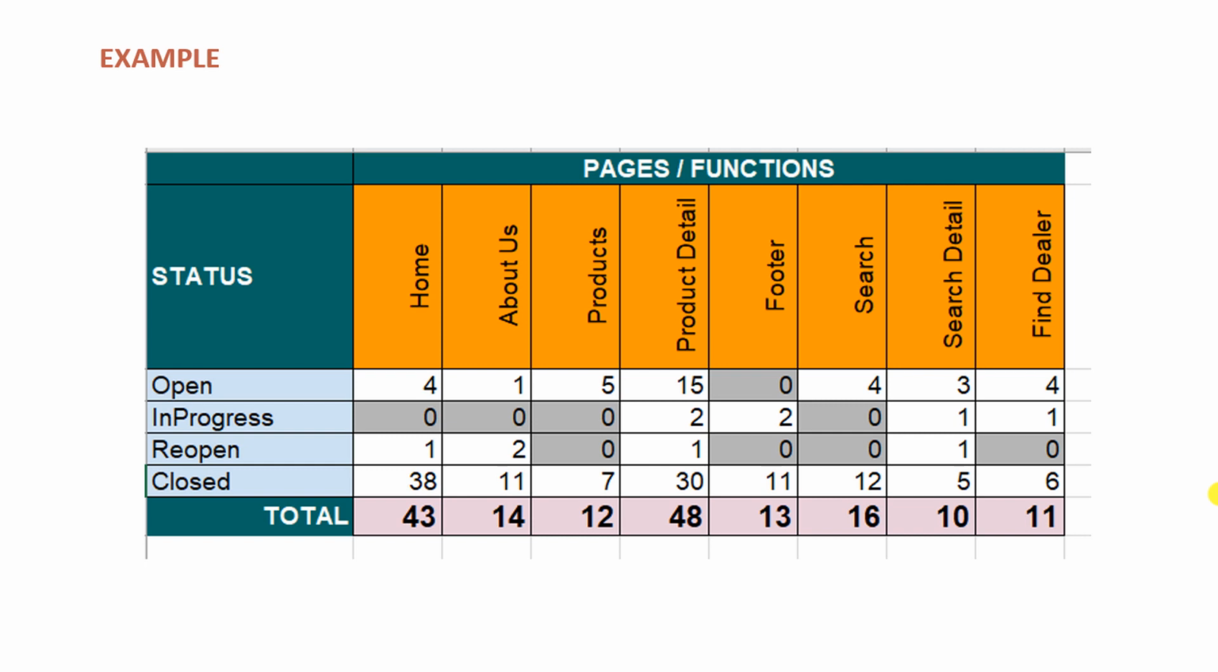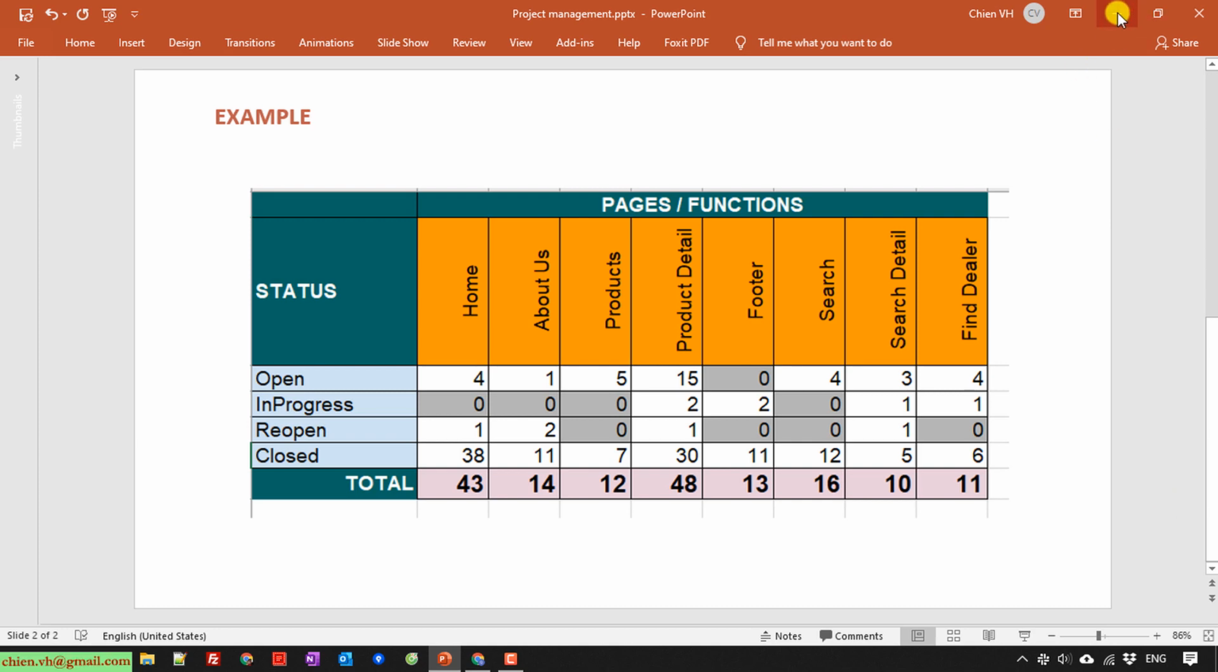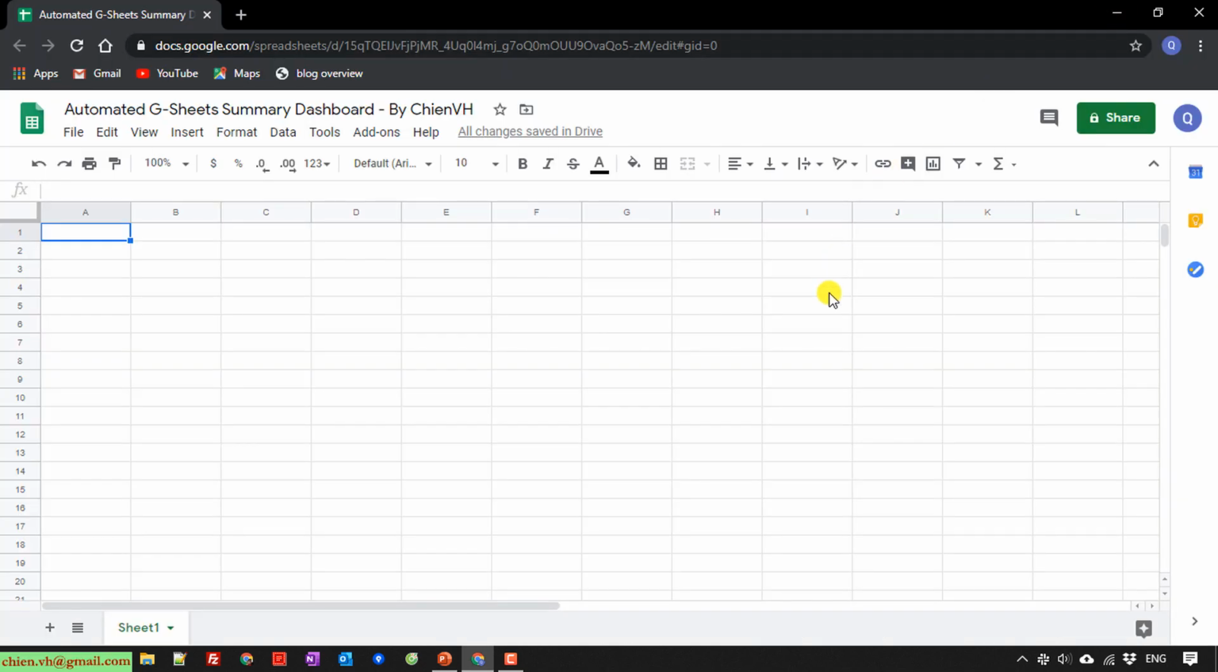Okay, let's get started. I will open Google Sheets on my browser, and then I will create a new sheet. I name it the automated sheets summary dashboard. Here, I will change the name of this sheet to overview. Then I will create a new sheet and name it homepage.